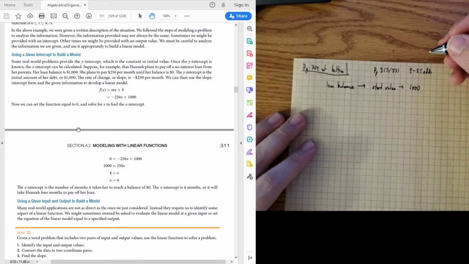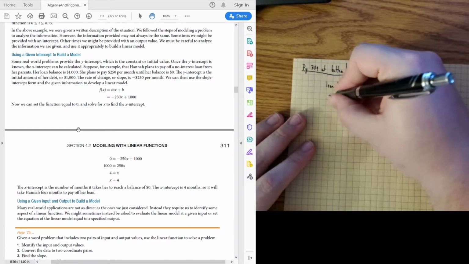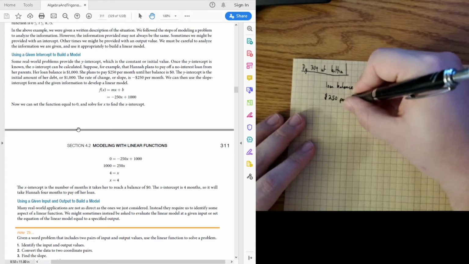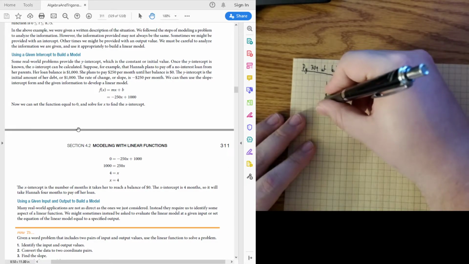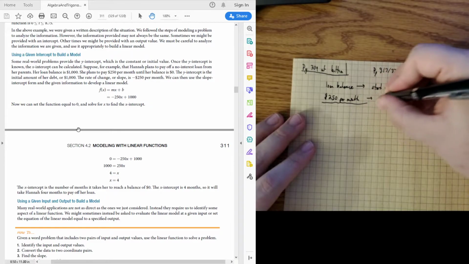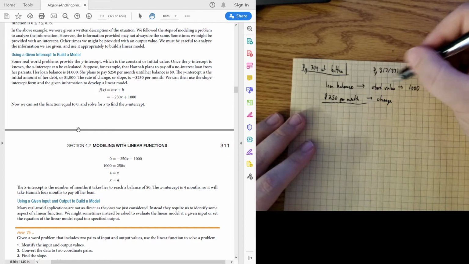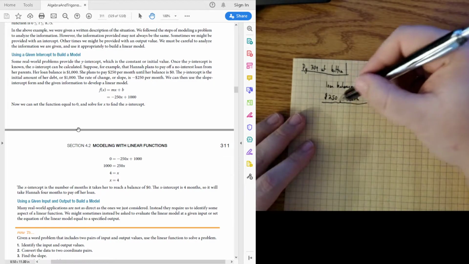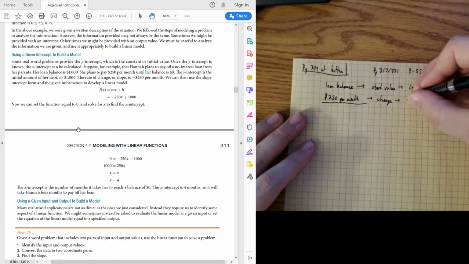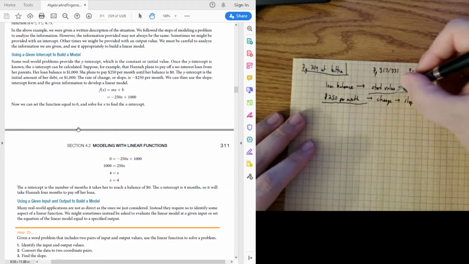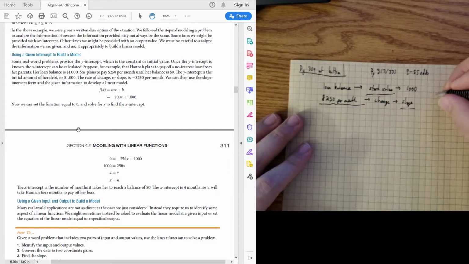Now, she then says she plans to pay $250 per month. Notice it says $250 per month. This phrase, per month, indicates a change. Because each month she's making a change to the value. That value is changing by 250. So this tells me that this is a slope. And so I have a starting value and I have a slope. I can write a linear equation for this problem.